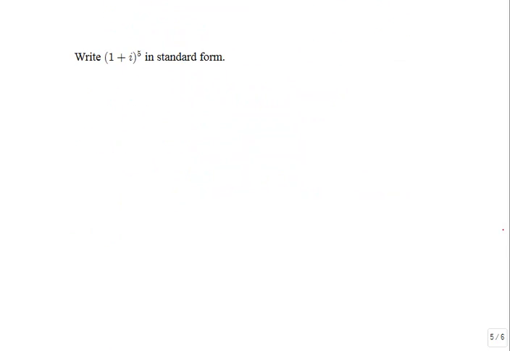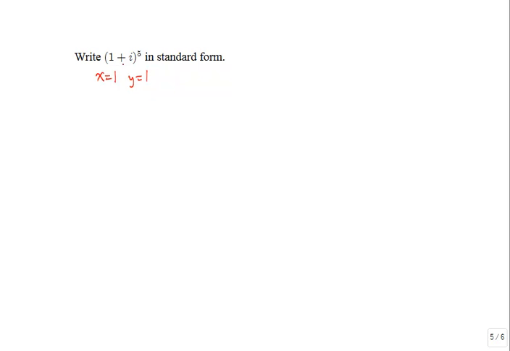Okay, now we're going to want to take (1 plus i) raised to the 5th. So this time, what we're starting with inside here is the standard form of a complex number. And you can identify that x would be the 1, the real part, and y would be the coefficient of i, which is also 1.